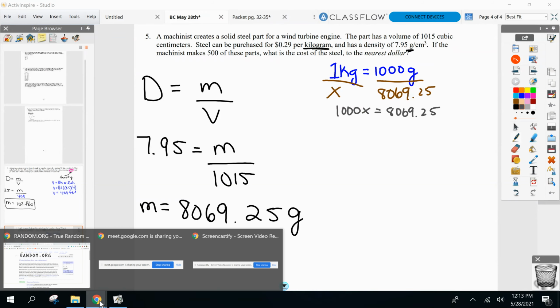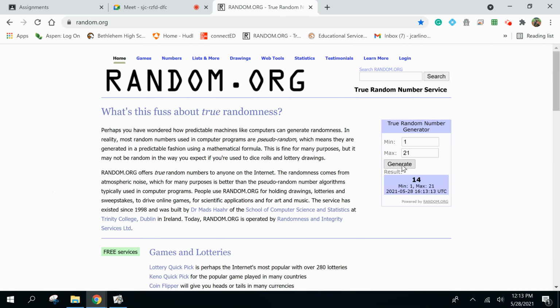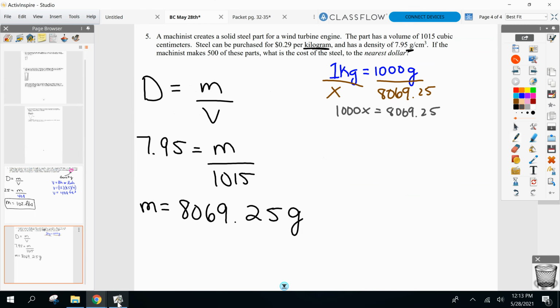So what do I do with the 1,000? Ellie, going back to you, what do I do with the 1,000? You divide by 1,000. Good job. I use it to divide. So I'm going to divide this by 1,000. And now it'll be in kilograms.